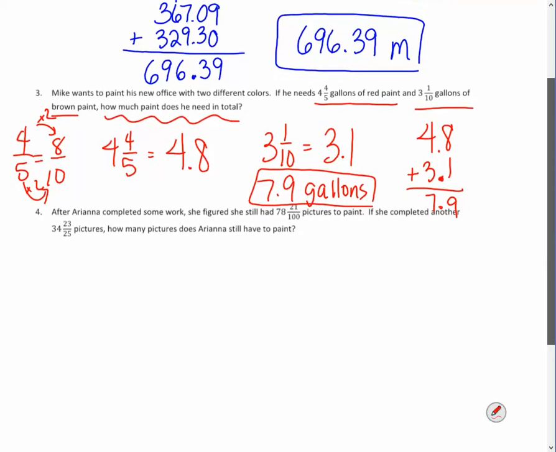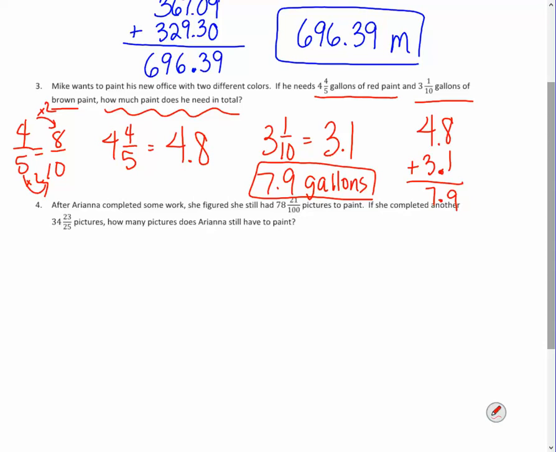All right, a few more. Just for time's sake, we're going to cut it off a little early here. But after Ariana completed some work, she figured she still had 78 and 21 hundredths pictures to paint. Well, that's pretty specific. If she completed another 34 and 23/25 pictures, how many pictures does Ariana still have to paint? That seems ridiculous. Okay, great example, module, great example.